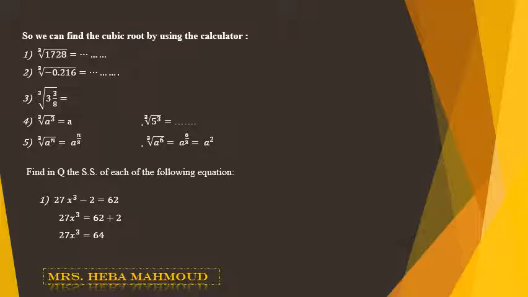Since the operation between 27 and x to the power 3 is multiplication, to make x to the power 3 alone, we move 27 to the other side by dividing, so x to the power 3 equals 64 divided by 27. To find x only, since we have x to the power 3, to move the power 3 to the other side, it will be the cube root. So x equals the cube root of 64 over 27, which, by using a calculator, is 4 over 3. So the solution set will be 4 over 3. Example number 2.